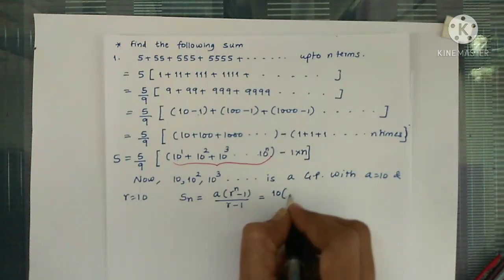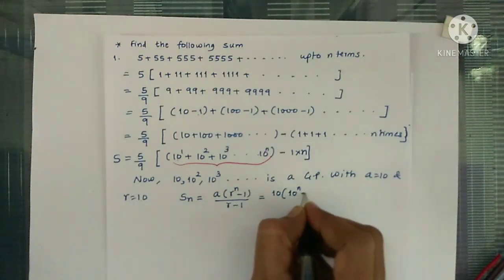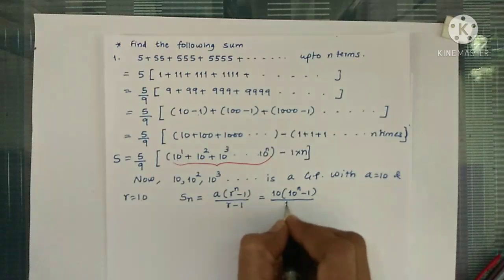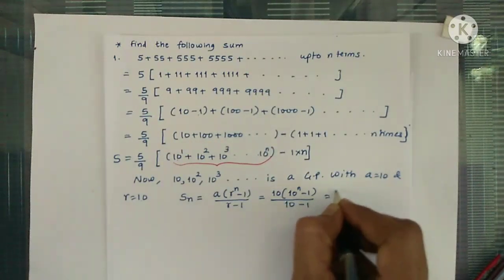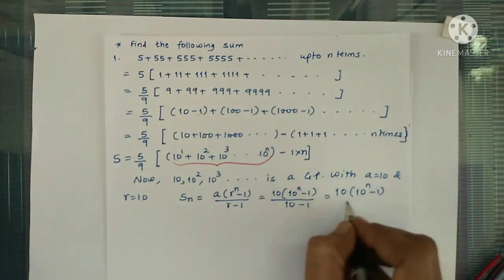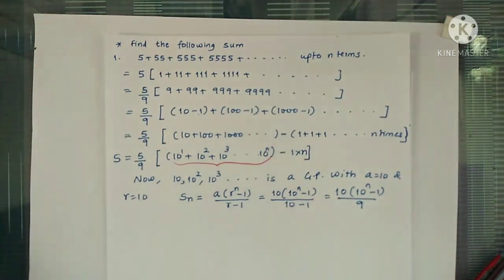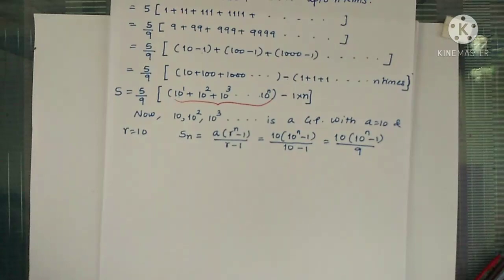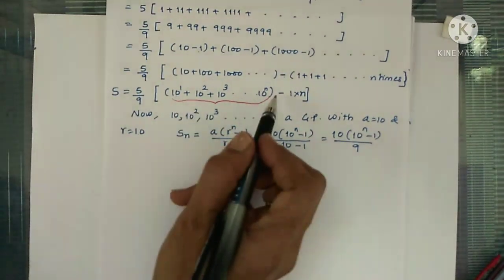a is 10, r is also 10. So (10 raised to n minus 1) upon (10 minus 1). 10 minus 1 is 9. So this is the sum of these terms in the first bracket.